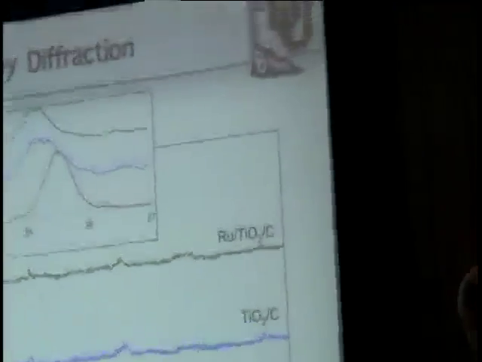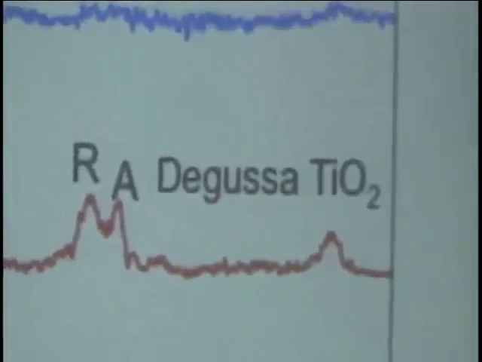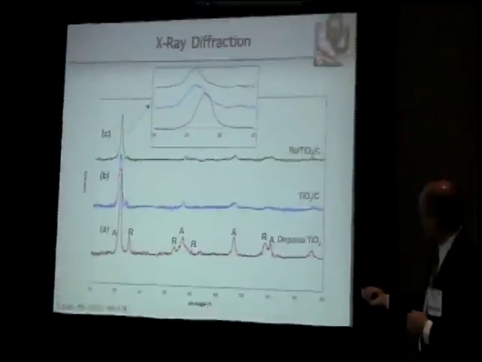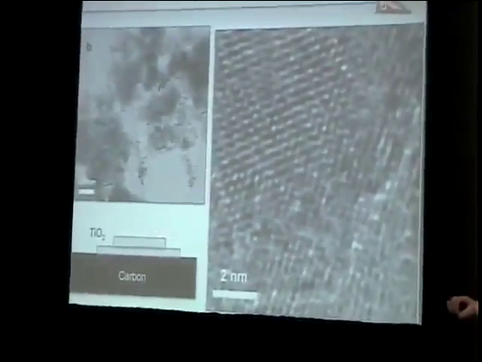As you can see, this is the P25. There is a combination of anatase and rutile. Here is mostly anatase. And most interesting, you observe a significant shift there that may be related to the interaction of this very highly dispersed titanium on the carbon. So when you do high resolution TEM, you can see this one is like platelets of TiO2 that result from very high dispersion of this.